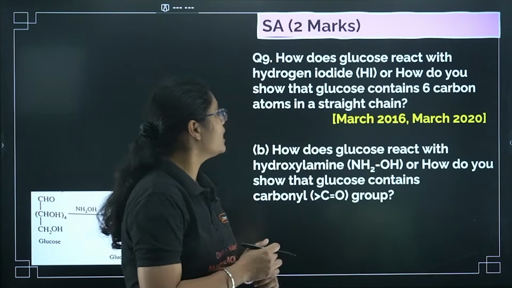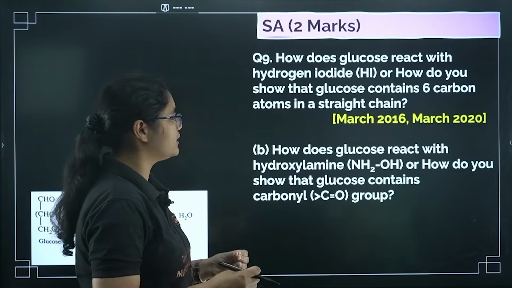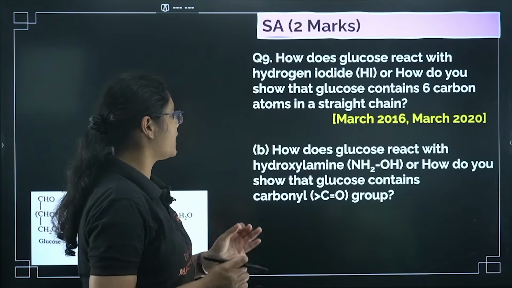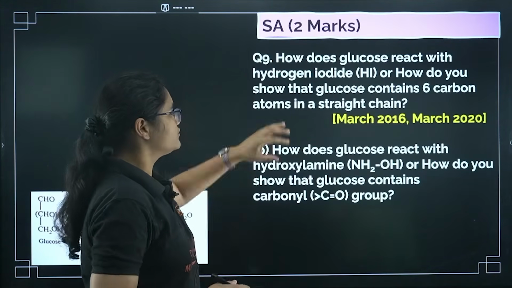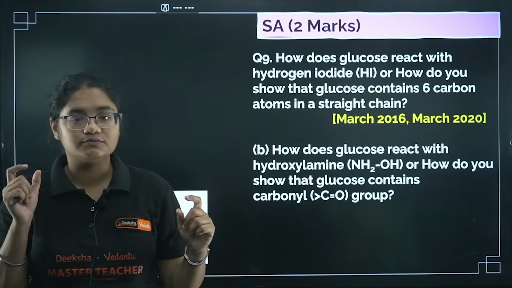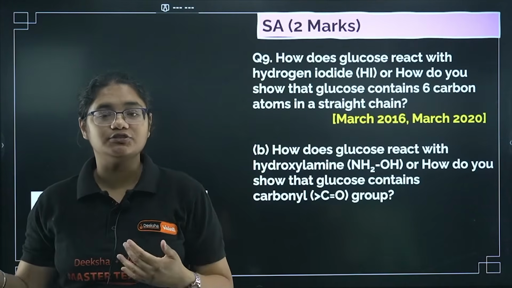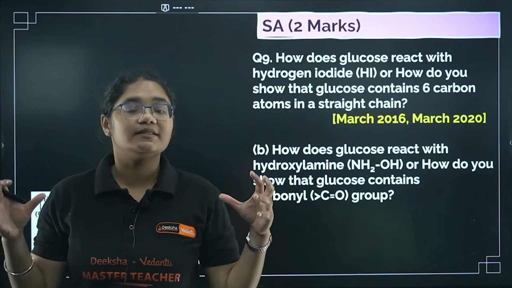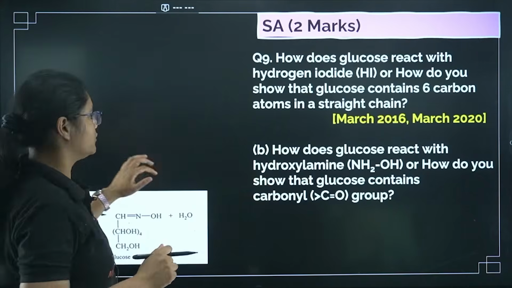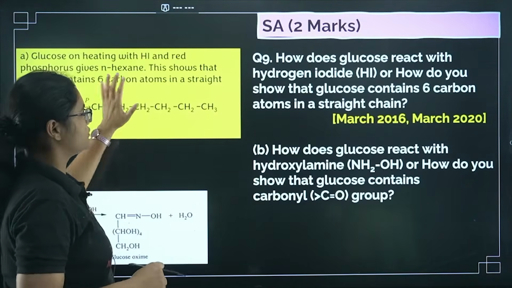Next question: how does glucose react with hydrogen iodide, or how do you show that glucose contains 6 carbon atoms in a straight chain? For this one, if you react glucose with HI, you get n-hexane, and this gives us the information that there are 6 carbons in the straight chain of a glucose molecule. Okay, so you can see glucose on heating with HI gives you n-hexane, so you have to write down this reaction.